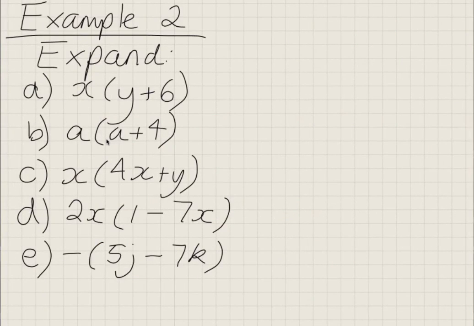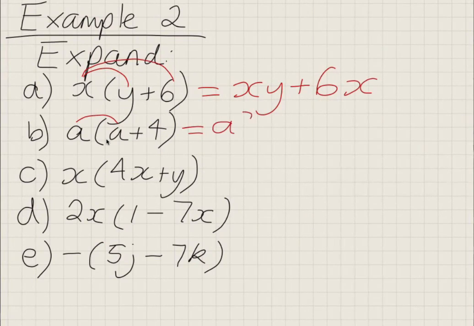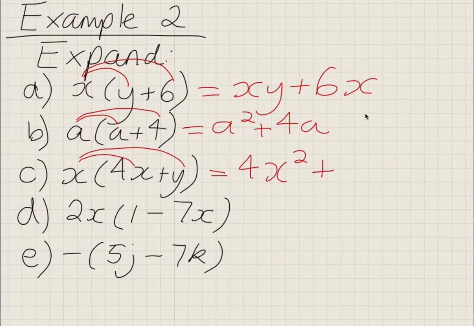Example 2, expand. x times y gives xy, and x times 6, so plus 6x. Part B, a times a is a squared, a times 4 is 4a. And these are not like terms, so we can't add them together or do anything else with both of those there. Part C, x times 4x, x times y. x times 4x is 4x squared. x times y is just xy.